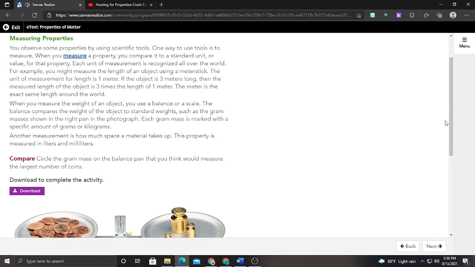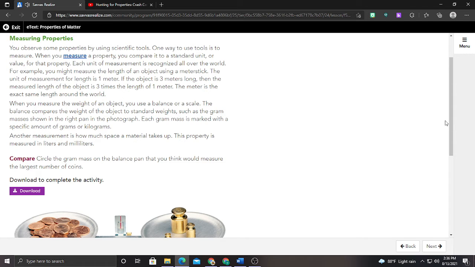Each unit of measurement is recognized all over the world. For example, you might measure the length of an object using a meter stick. The unit of measurement for length is 1 meter. If the object is 3 meters long, then the measured length of the object is 3 times the length of 1 meter. The meter is the exact same length around the world.